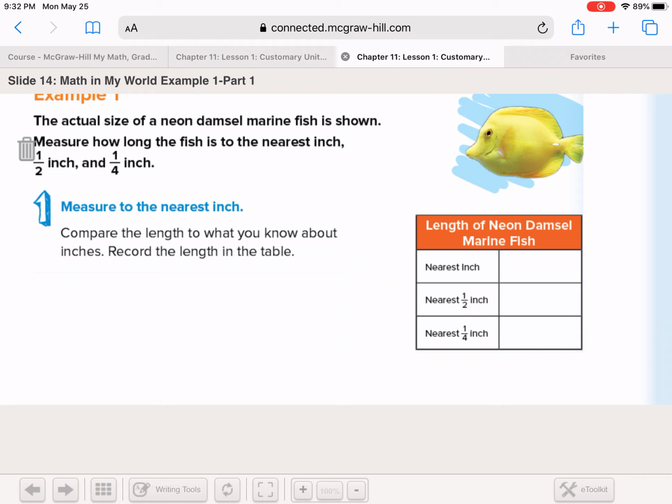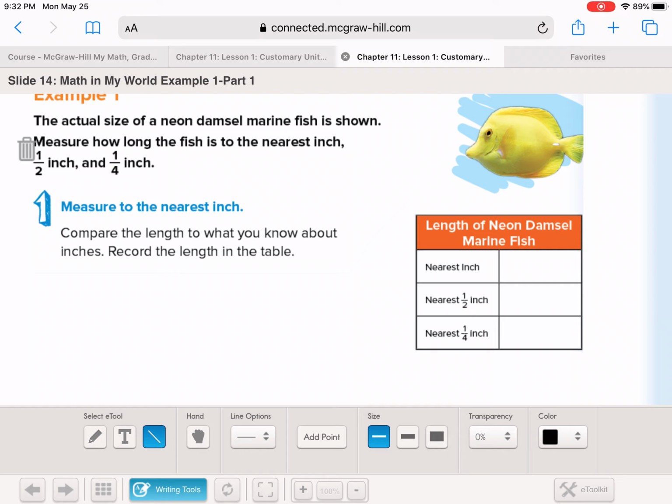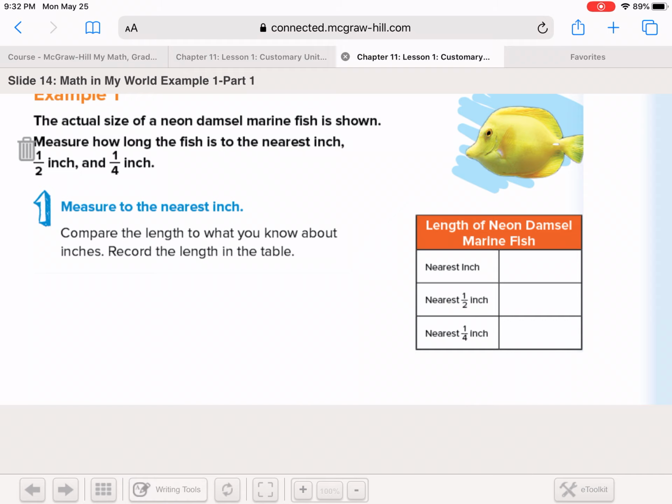So, let me see if I can do this. Why isn't this drawing? No, it's not letting me draw. So, the quarter inch is like, you'll notice that on your ruler there are little pieces that are bigger, the tally marks. The one in the middle is the half. The one between the 0 and the 1, the half, is a quarter.